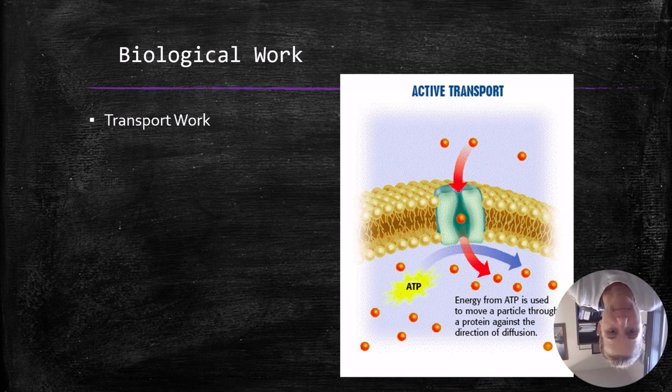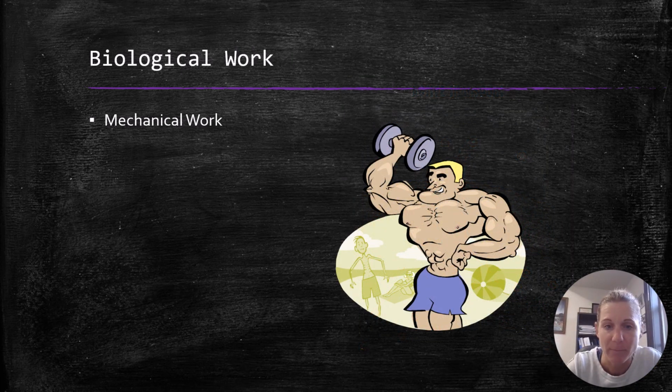Then lastly, we have mechanical work. And again, a large amount of the calories that we expend, or a large amount of the energy that we expend, will come in the form of mechanical work. And mechanical work can mean contracting of muscles, which is kind of shown in our image here. So again, when we contract our muscles to move, that requires mechanical work.